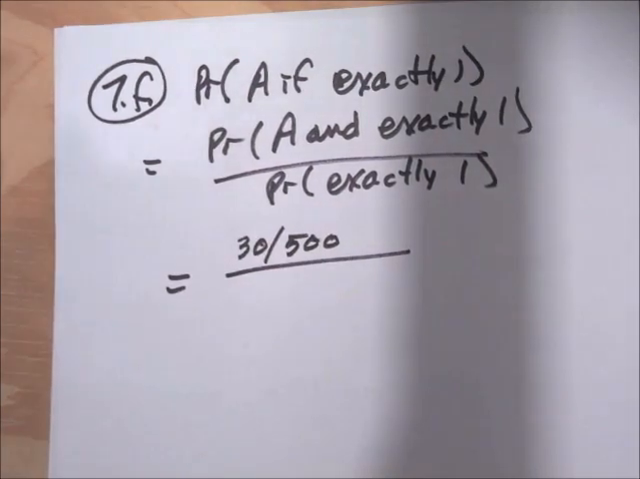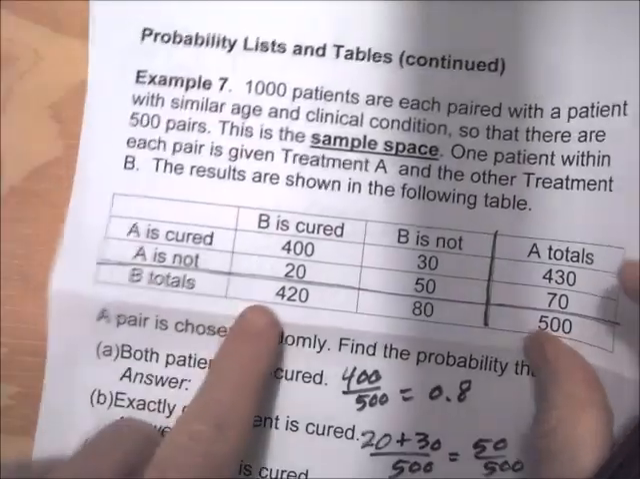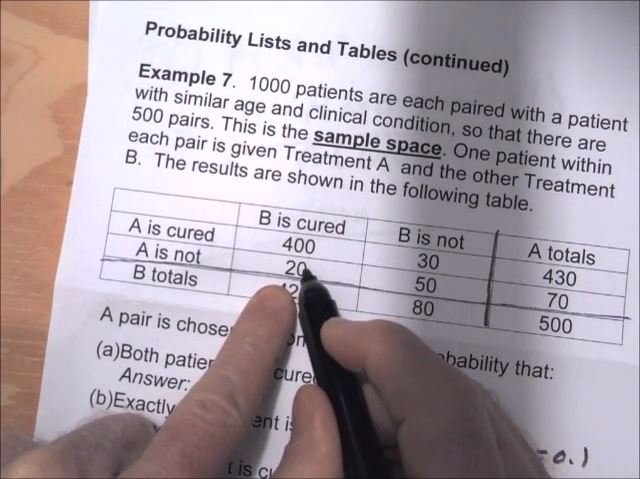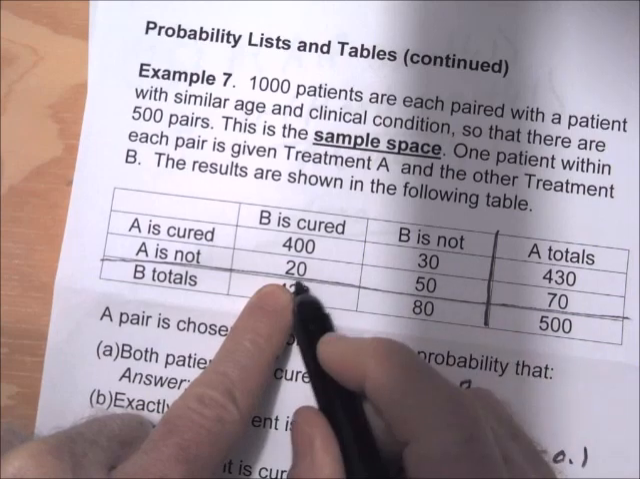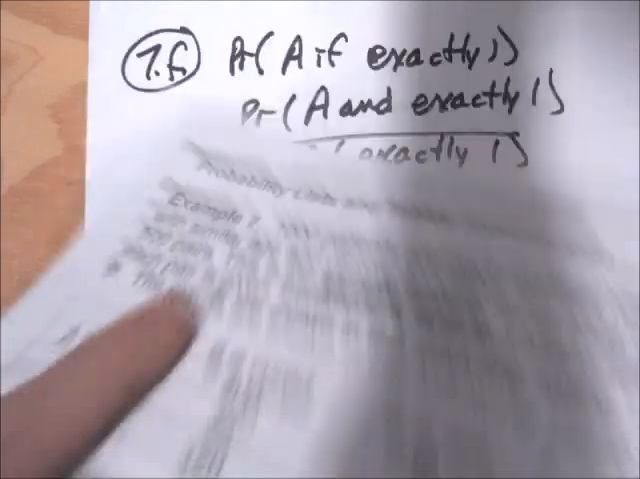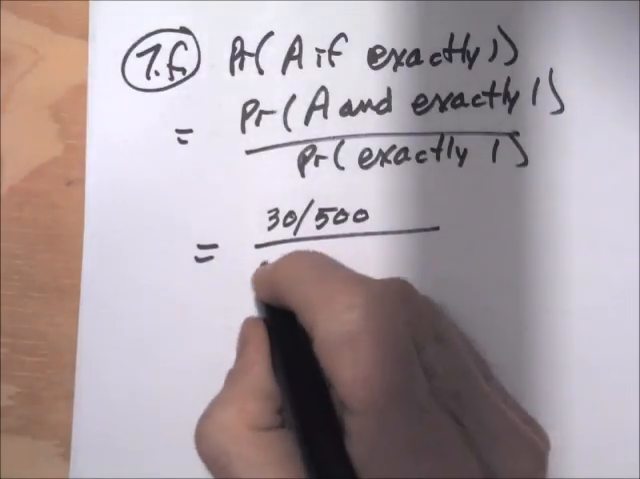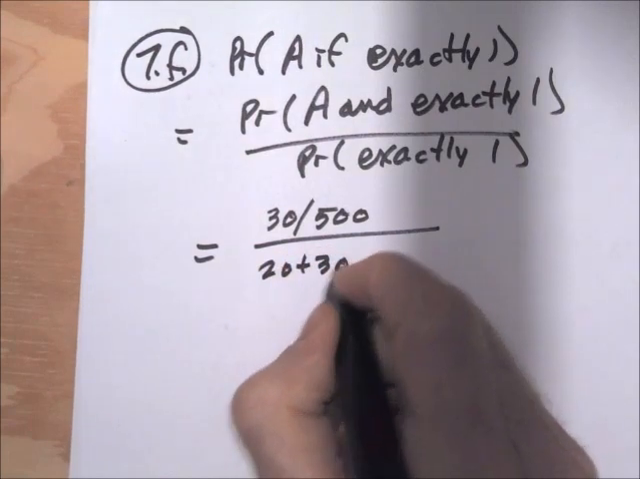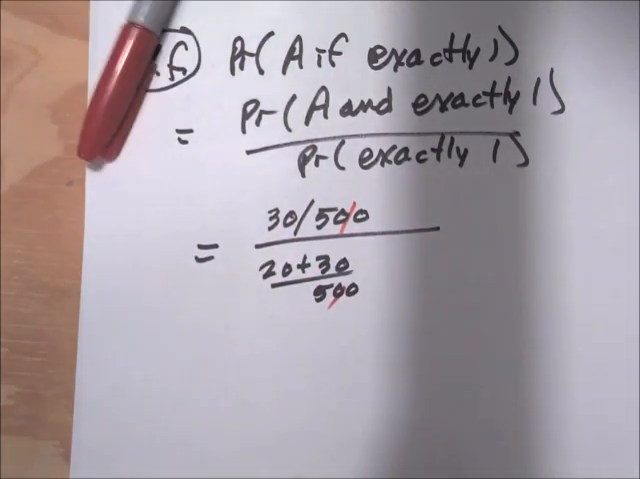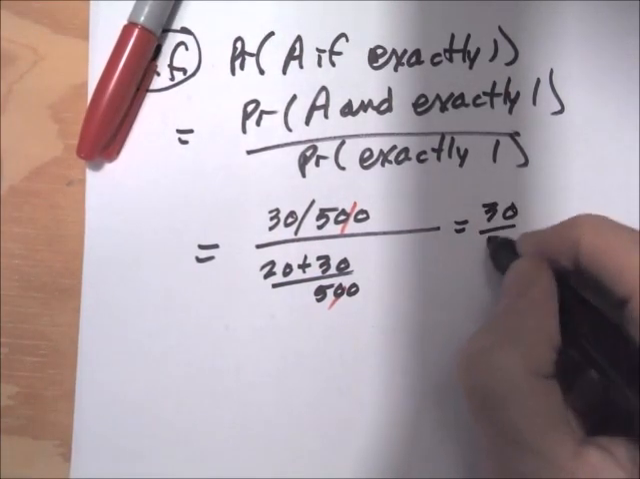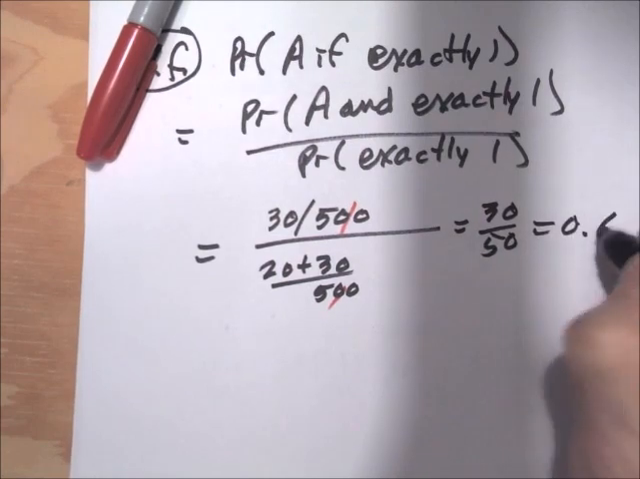And the probability that exactly 1 was cured, well, there's 20 plus 30. There was 20 pairs where B was cured and A was not, 30 where A was cured and B was not. So there's 20 plus 30 where exactly 1 was cured, out of 500. And the 500s will cancel. And we have 20 plus 30 is 50. So it's 30 out of 50, which is 0.6.